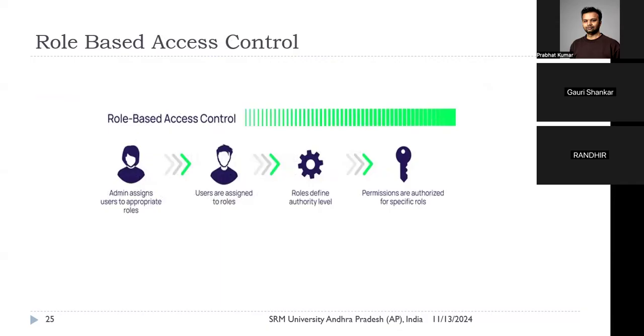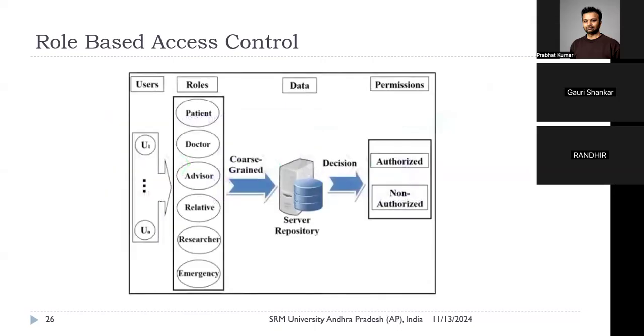So the admin will assign the user different roles, and this role defines the authority level. Which role you belong to, and based on that, access control will be provided. All the permissions are authorized based on your role. If you need more than one role, that can also be granted in the role list. So this is role-based access control.